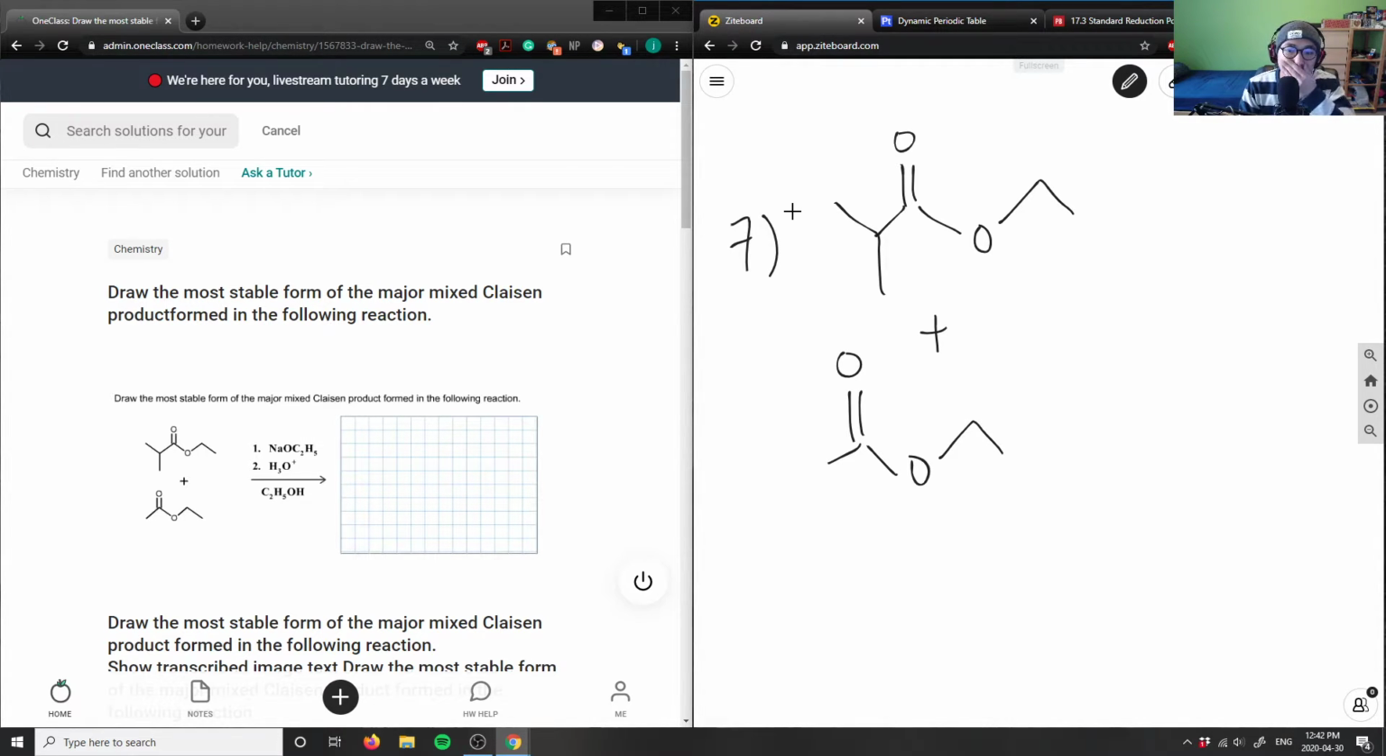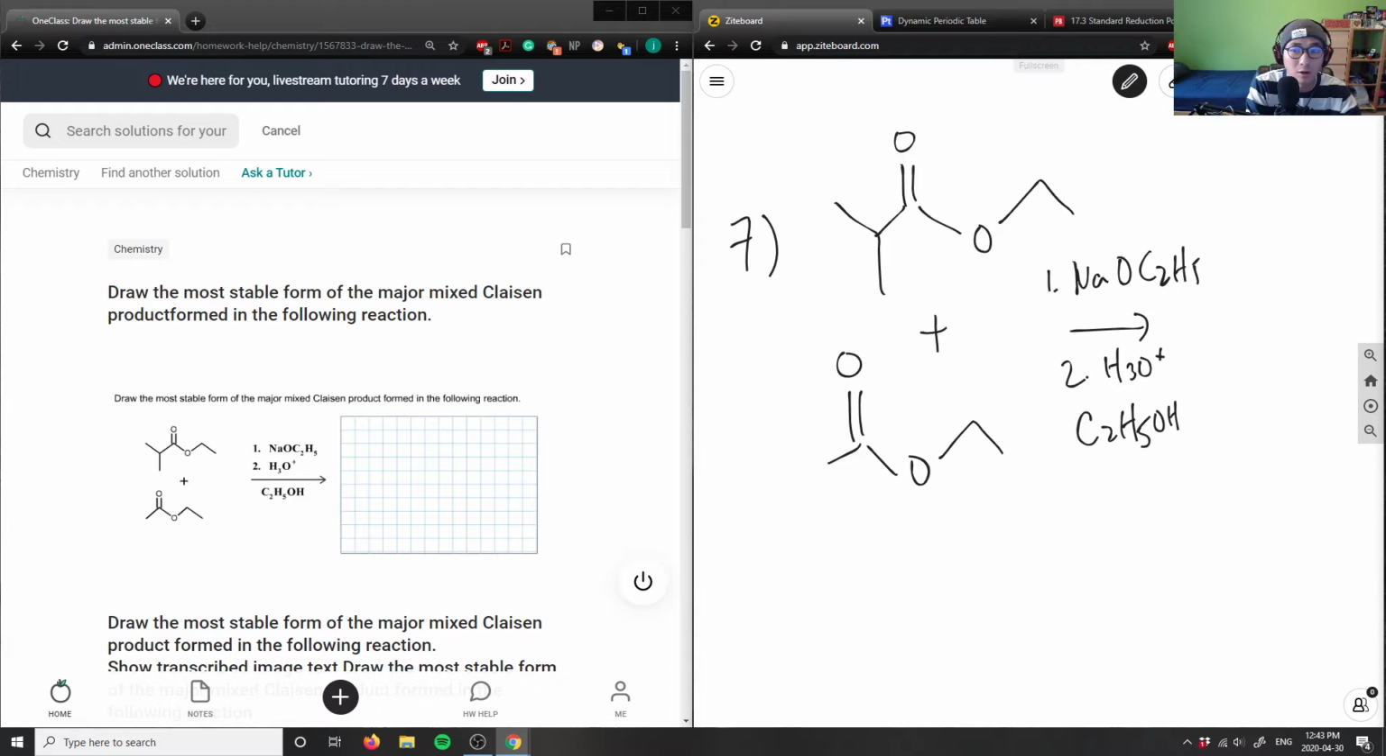So again, in this case I have two ester groups, right? And basically it's a Claisen product formed by this reaction. So the first step here is sodium ethoxide, NaOC2H5. The second part would be an acid workup, and it's done under ethanol as my solvent. So this is a Claisen product here. When you look at the Claisen, you can think of Claisen as a condensation reaction, right?